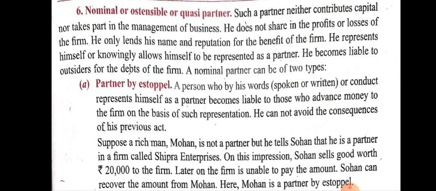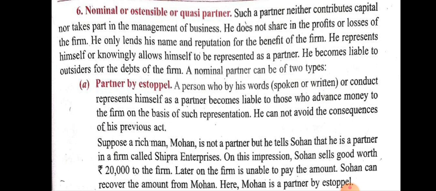Sohan saw that Mohan was the partner, but Mohan is not the actual partner. He is just representing himself as a partner of Shipra Enterprise. He sold the goods worth 20,000. Later on, the firm is unable to pay the amount. Sohan can recover the amount from Mohan. Here Mohan is partner by estoppel.